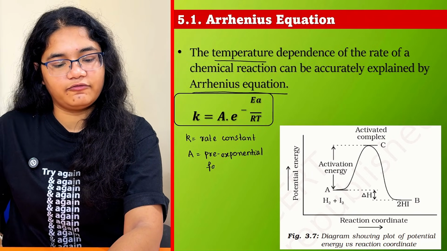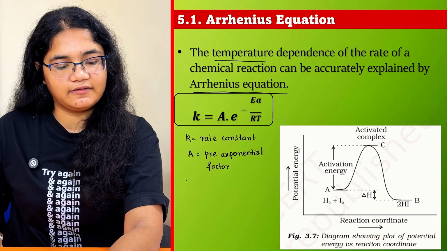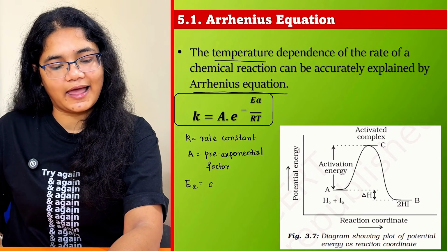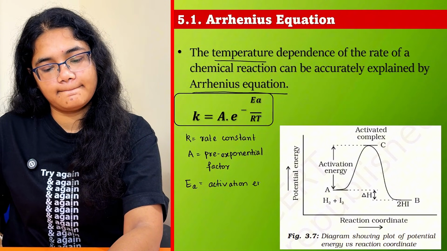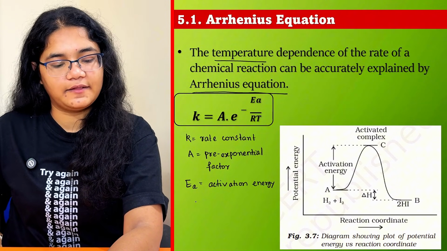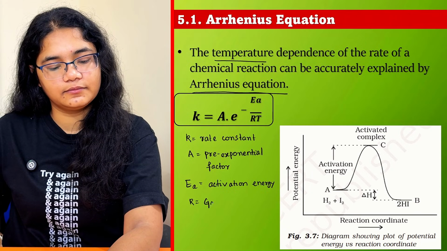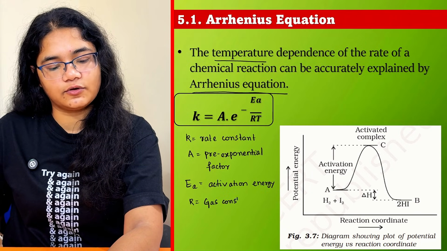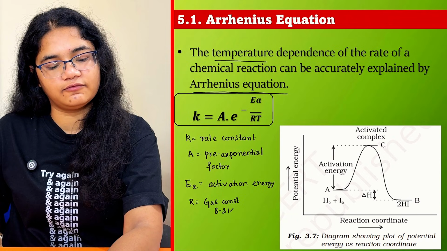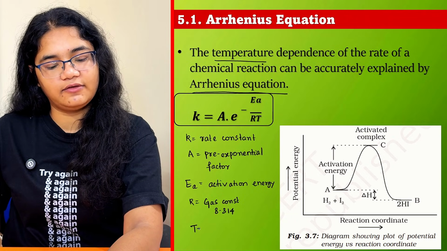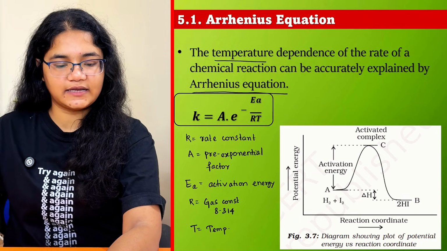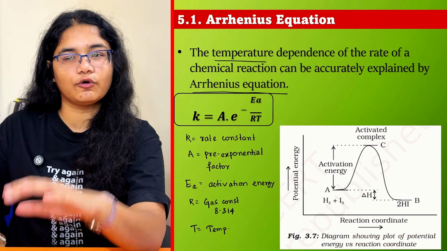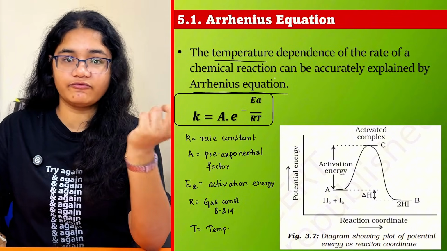Pre-exponential factor. Next we have EA, which is called your activation energy. Then R is the universal gas constant, which is equal to 8.314. Then you have T, which is your temperature. Now before understanding all these terms, let us understand what the Arrhenius theory of a reaction was.